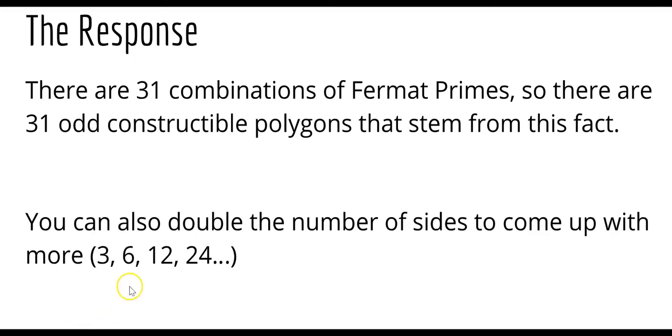3 is our Fermat prime, but then we can double the number of sides, and 6 can be written as 2 times 3. 12 can be written as 2 squared times 3. 24 can be written as 2 to the 3rd times 3. So you see that product of a power of 2 coming out really strongly here.